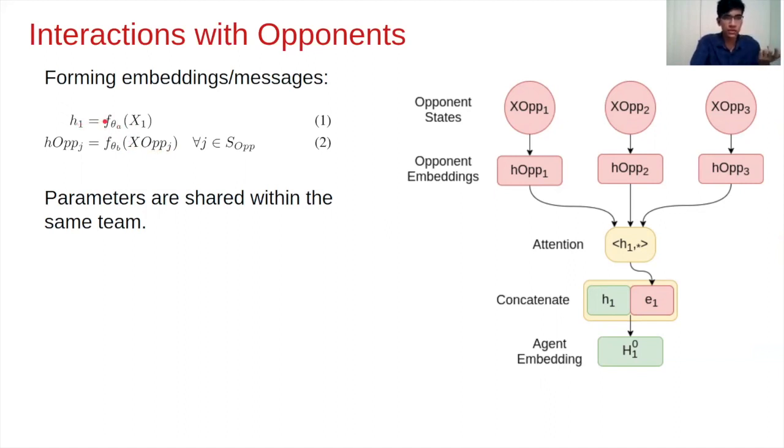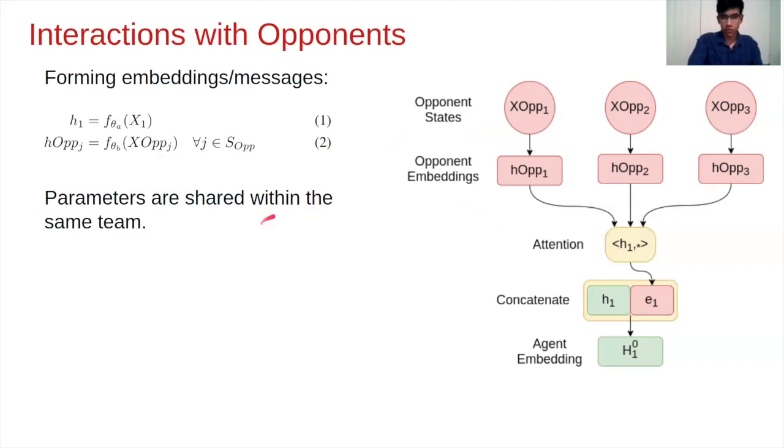And so h1 is f theta of a given x1. So it takes x as input and finds an embedding. Similarly, it does a similar thing with all the opponents. So in this graph, I'm showing that opponent states are, let's say we have 3 opponents, so they have 3 different states. You pass them through the f theta b function, you get their embeddings. These are called embeddings. Embeddings are vectors basically.